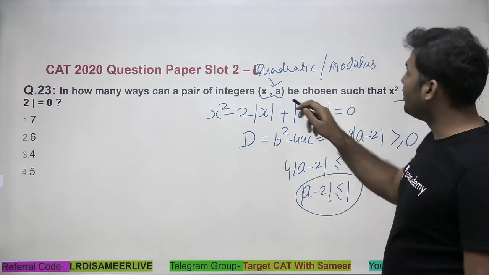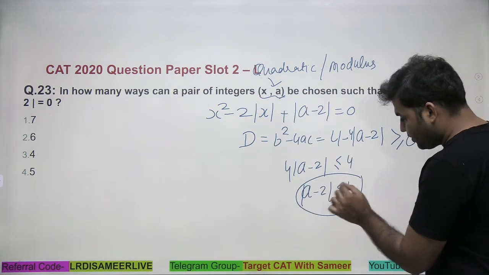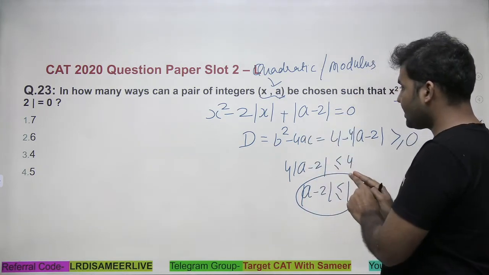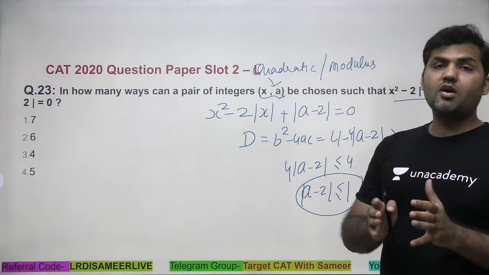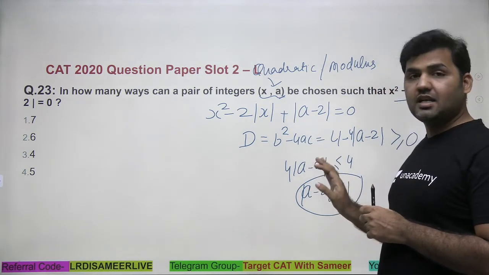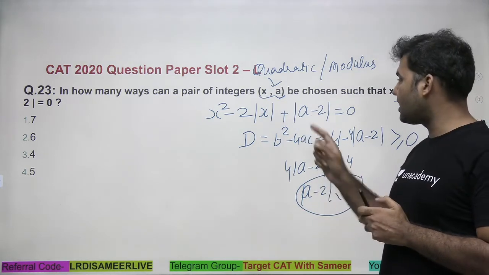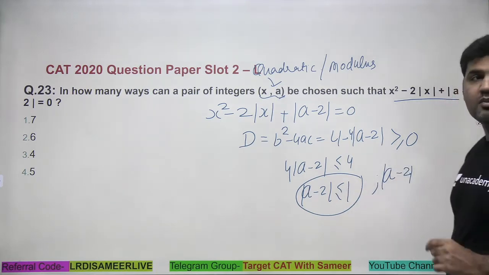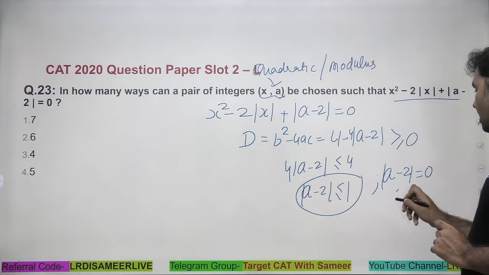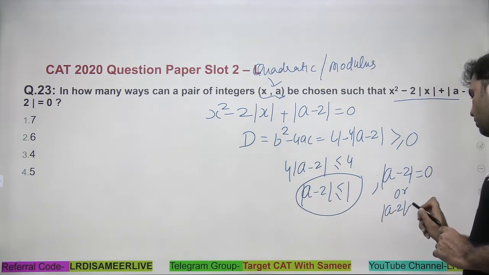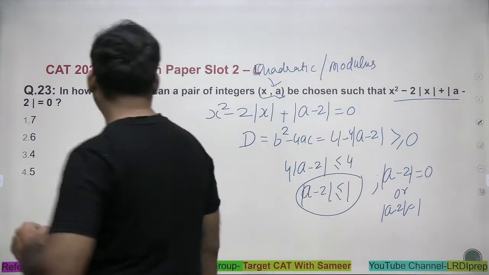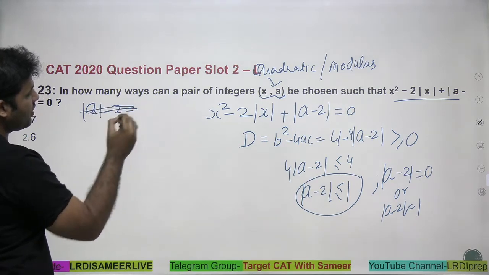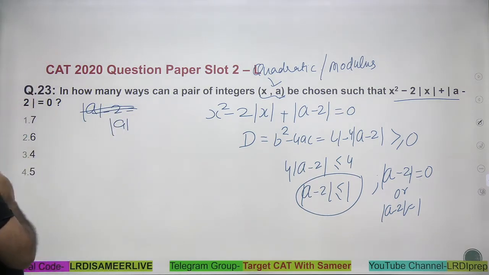Now a is supposed to be an integer and mod of a minus 2 is supposed to be less than or equal to 1. And I know that mod of a minus 2 will definitely be non-negative, it cannot be negative. So there are only two possible values of mod of a minus 2. For less than or equal to 1, mod of a minus 2 can either be equal to 0 or equal to 1. If I take the first case, mod of a minus 2 is equal to just 1.